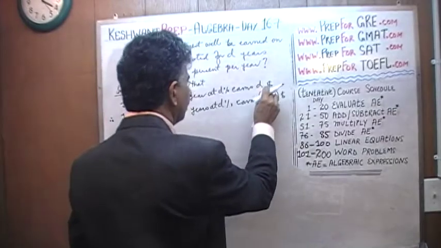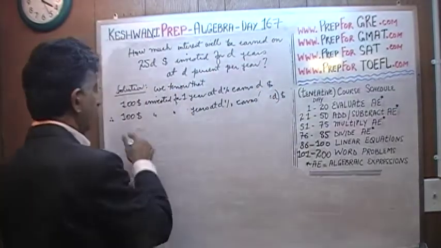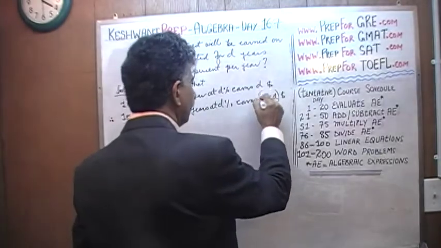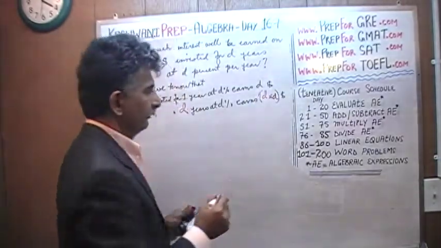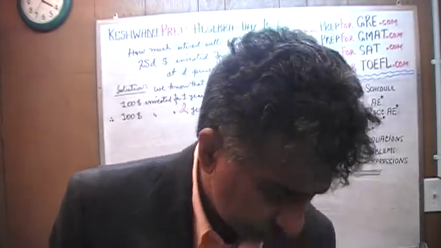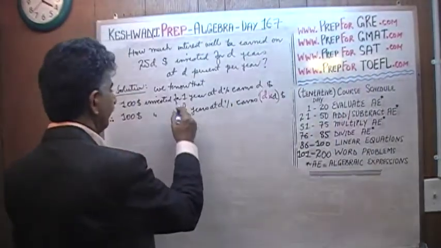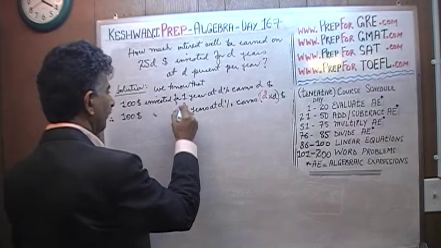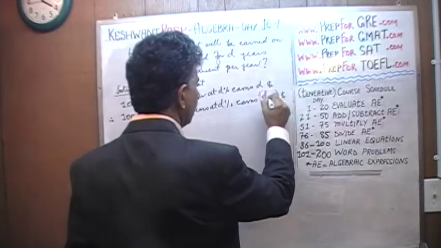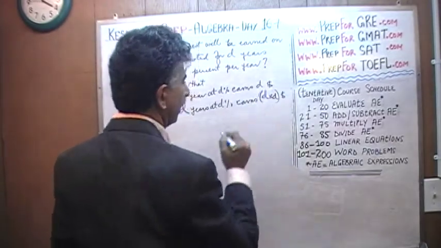$100 invested for D years should give us D times D dollars. D times D dollars. Let me rewrite this in a different color. $100 invested for D years should give us D times D dollars.